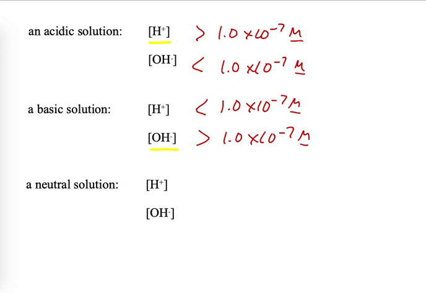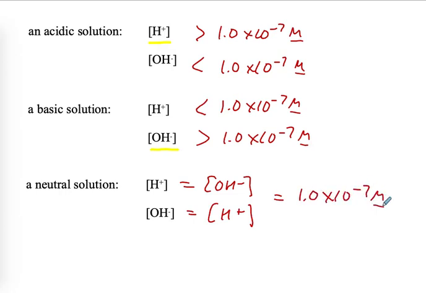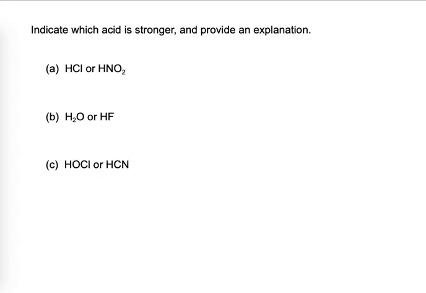In a neutral solution, the concentrations of the two ions are equal to each other, and they are both equal to 1.0 times 10 to the negative 7th molar. That's our definition of a neutral solution. So let's finish up with a few problems. Indicate which acid is stronger and provide an explanation.